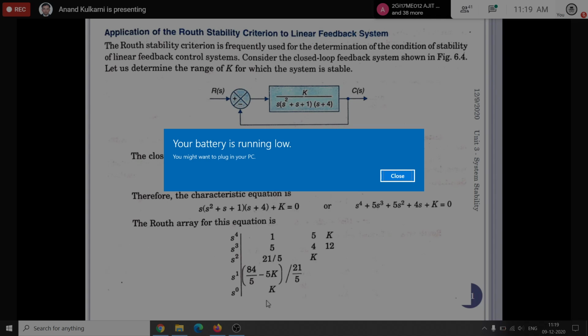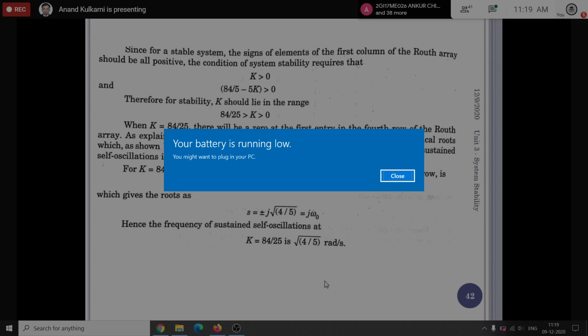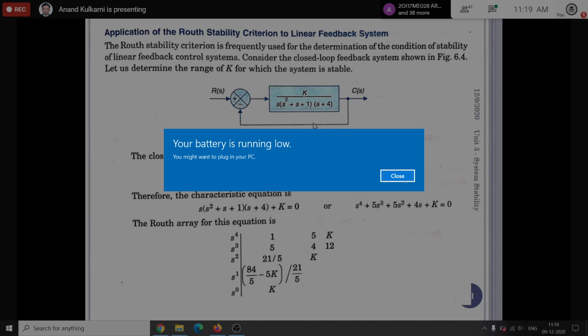So all the elements of the first column should be positive. That means from that first k should be positive. That means k should be greater than 0. This is the first condition. Second condition is this term should be greater than 0. That is 84 by 5 minus 5k divided by 21 by 5.